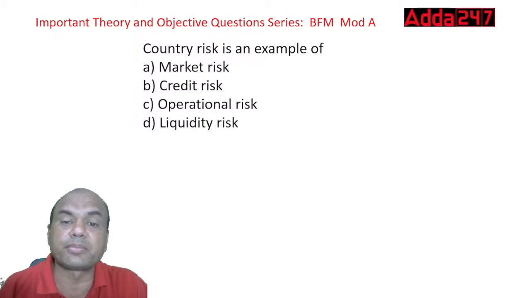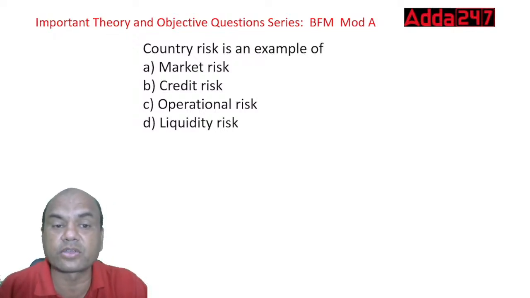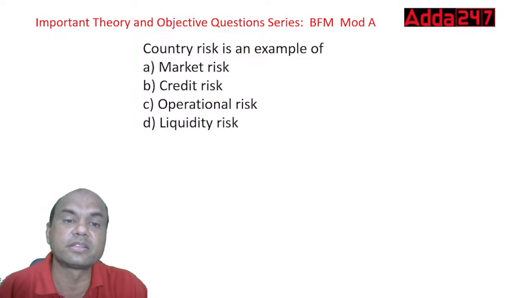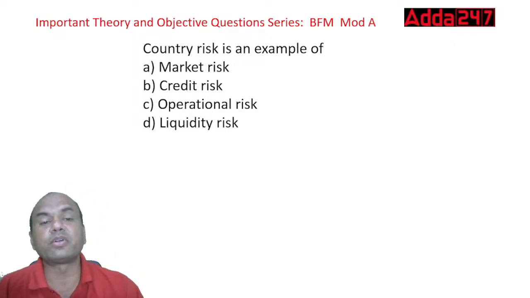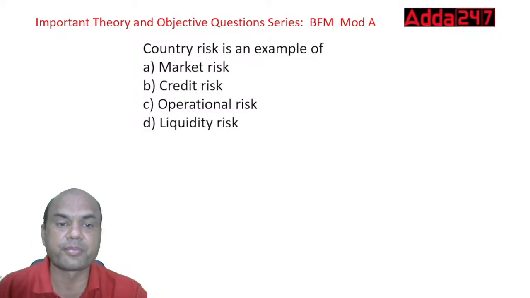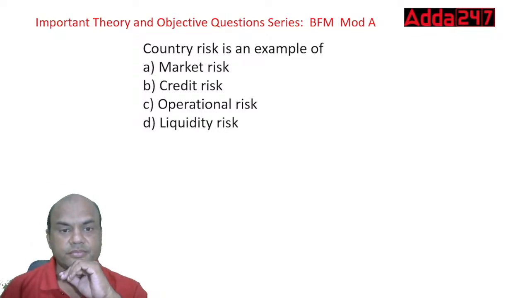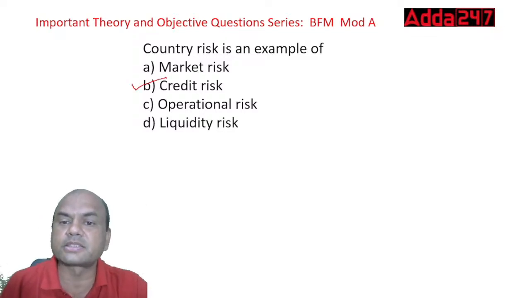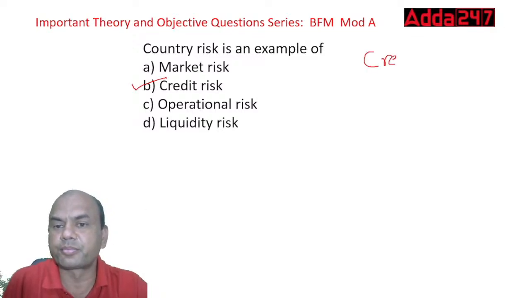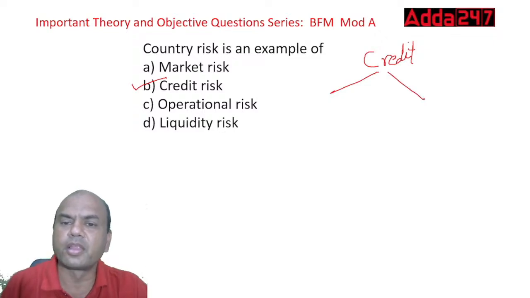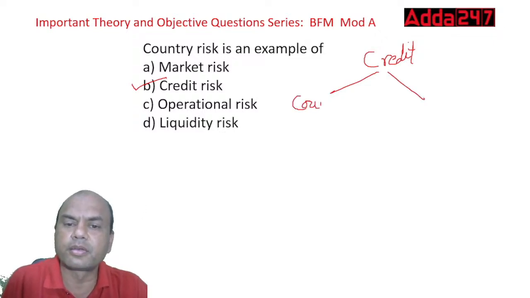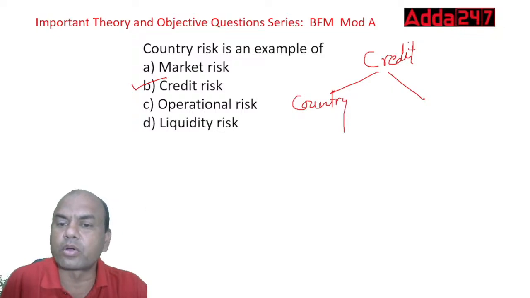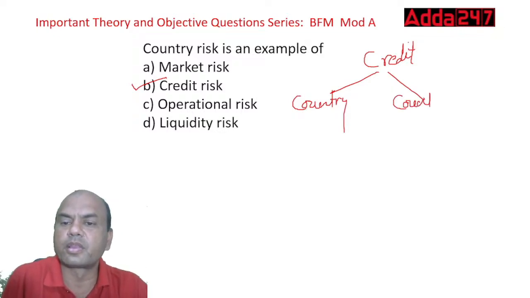Country risk is an example of market risk, credit risk, operational risk, or liquidity risk? So country risk is an example of what? It is credit. Remember, credit risk is of two types. Mainly there can be various types, but mainly two: one is country and second is counterparty.